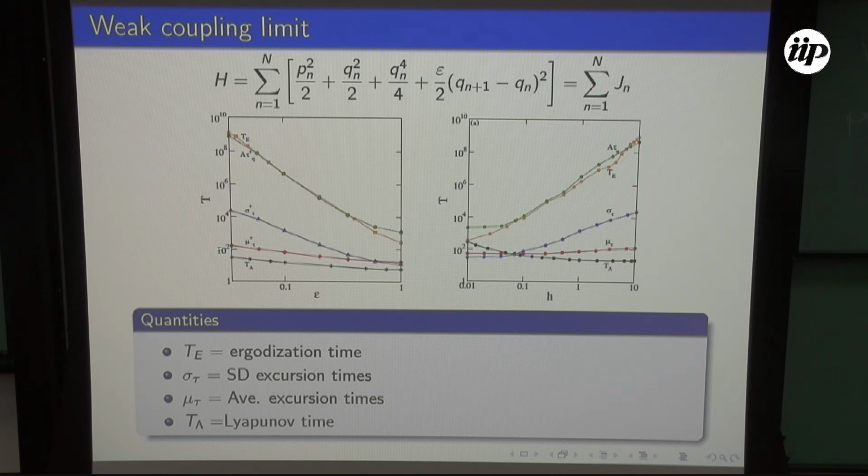So you see that the average of the excursion time diverges. Likewise, the standard deviation of the excursion time diverges much faster than the average of the excursion time. Their ratio matches well the ergodization time, which is here represented in orange. The ratio between the square of this divided by this is represented in green, and the Lyapunov time hangs around here. And we see a common feature between the two cases. The Lyapunov time is typically smaller than the average excursion time.